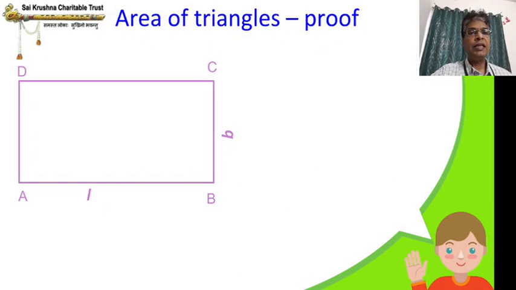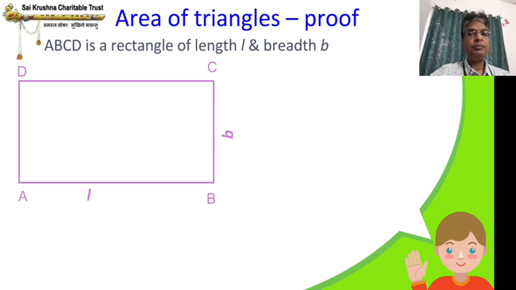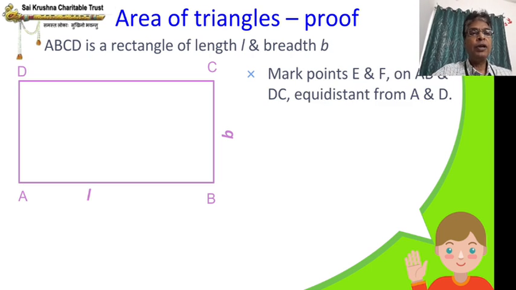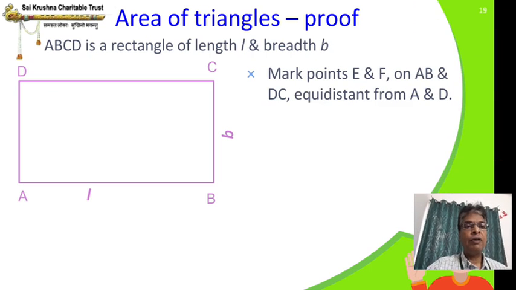So we are going to see area of triangle proof. Now we have seen the rectangle like last time. So now we are having a rectangle ABCD, length L and breadth B. ABCD is a rectangle of length L and breadth B. Mark points E and F on AB and DC equidistant from A and D.